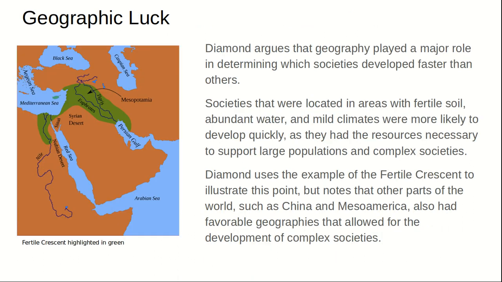Geographic luck. Diamond argues that geography played a major role in determining which societies developed faster than others. Societies that were located in areas with fertile soil, abundant water, and mild climates were more likely to develop quickly, as they had the resources necessary to support large populations and complex societies. Diamond uses the example of the Fertile Crescent to illustrate this point, but notes that other parts of the world, such as China and Mesoamerica, also had favorable geographies that allowed for the development of complex societies.